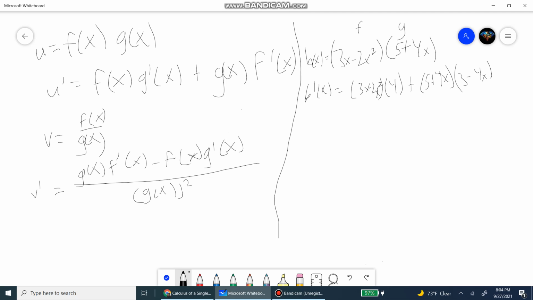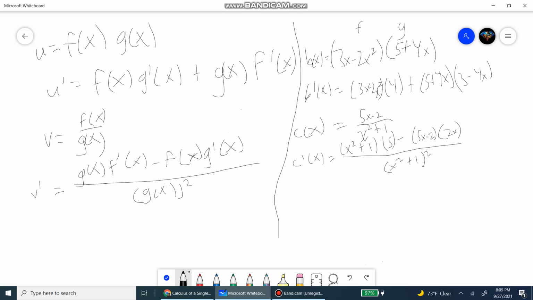Another example, let's do c of x for quotient rule. Let's do 5x minus 2 divided by x squared plus 1. C prime equals g times the derivative of f, minus f times the derivative of g, all over g squared, which is just x squared plus 1 squared. So those are the derivatives using product rule and quotient rule.